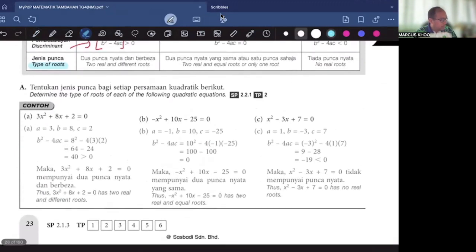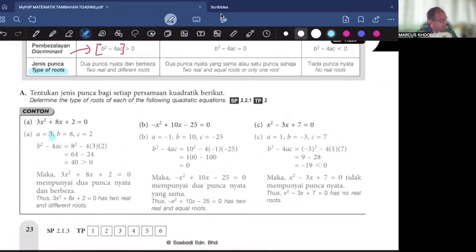Take a look at this example. a is 3, b is 8, c is 2. Then we put in the values and calculate, and the final number is 40. Then we ask ourselves, is it more than 0, less than 0, or equal to 0? If it is more than 0, then you can conclude that this particular equation has two real and different roots. This is the first thing that you need to know.